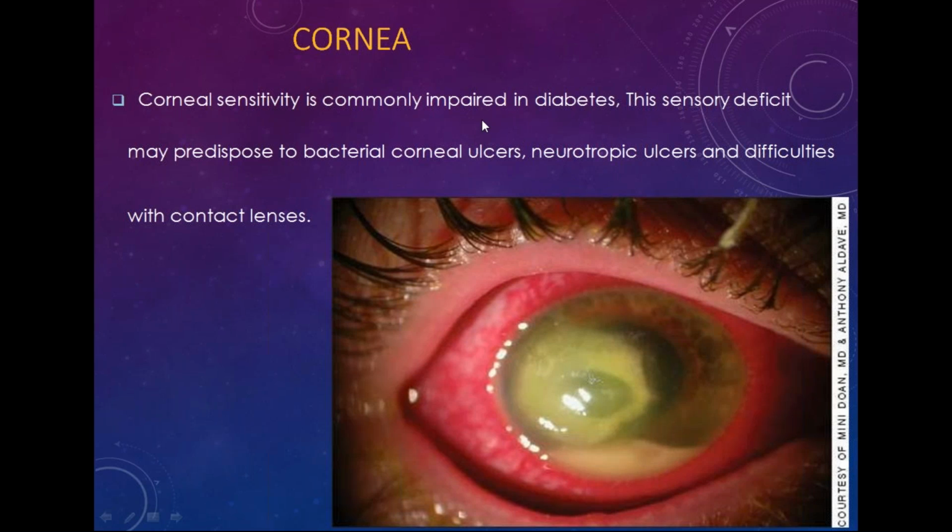Cornea. Corneal sensitivity is commonly impaired in diabetes. The sensory deficit may predispose to bacterial corneal ulcers and neurotrophic corneal ulcers, and particularly there are difficulties with contact lenses. Patients with contact lenses are prone to more infections. This is a picture showing a bacterial corneal ulcer.